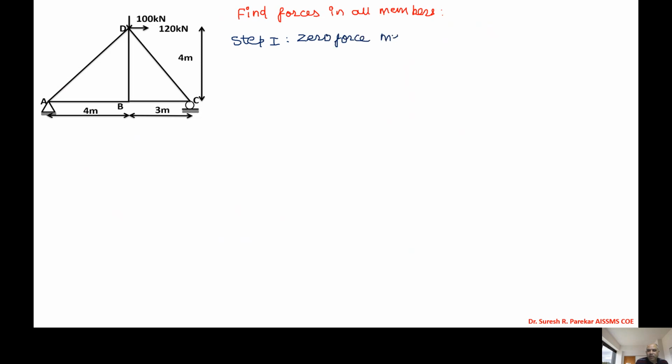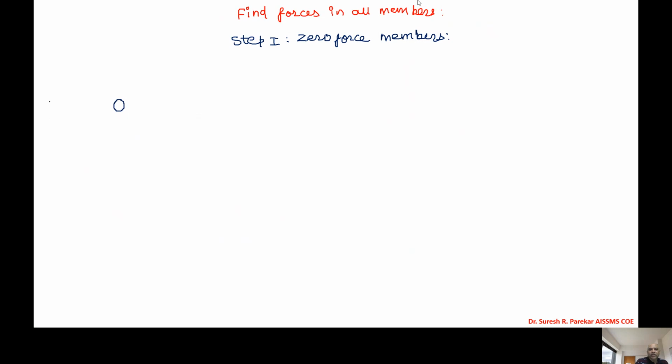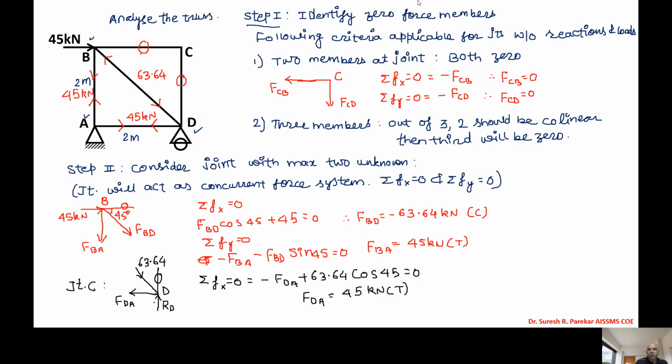Now we have to first see, is any joint without reaction or forces? So we have A, D, C, we have only B. Now at B, do we have two members? No, we have three members. So the first criterion is: two members at a joint, then only both are 0.